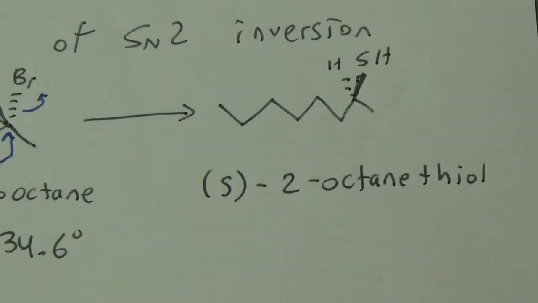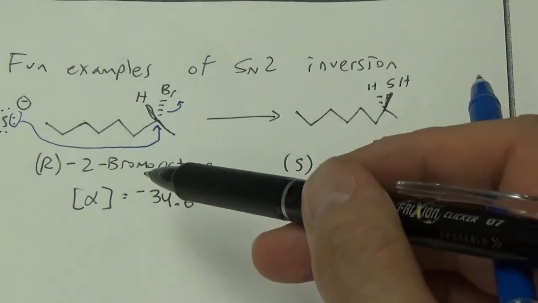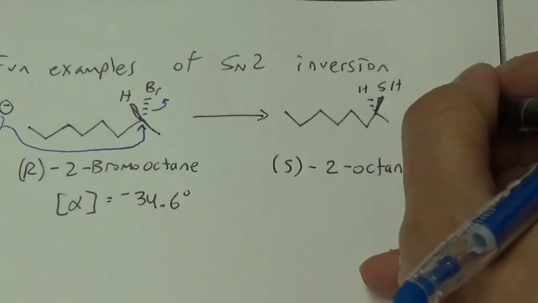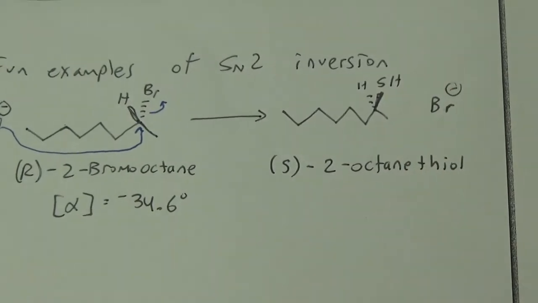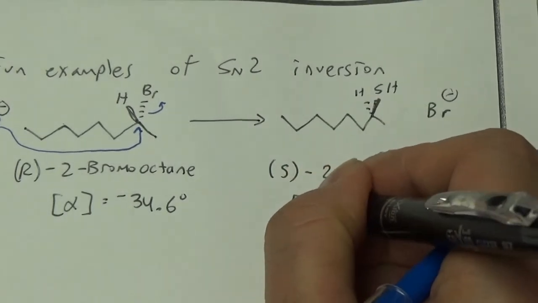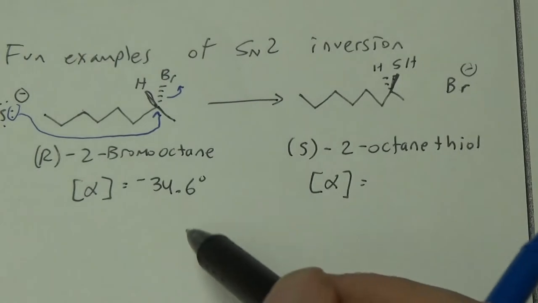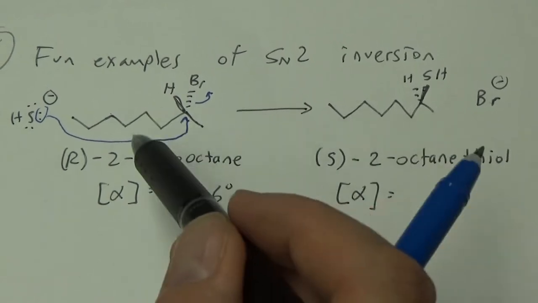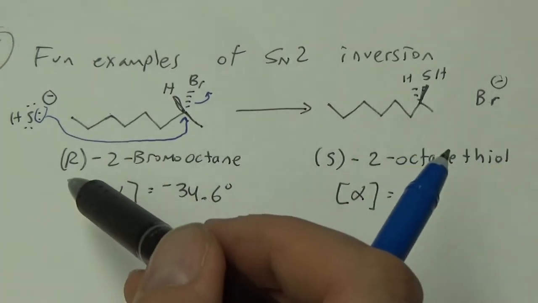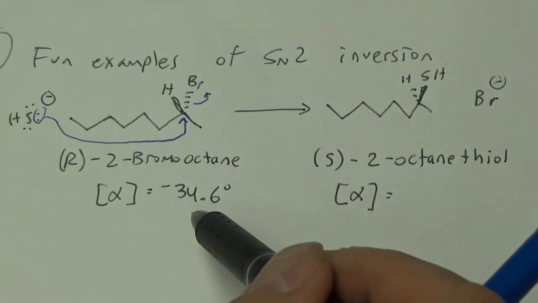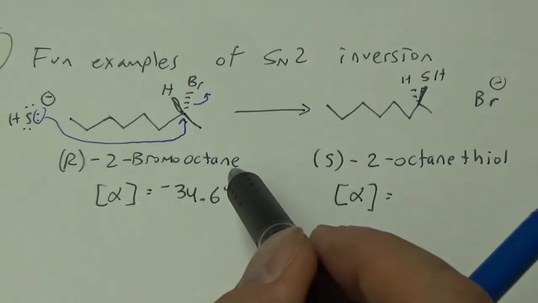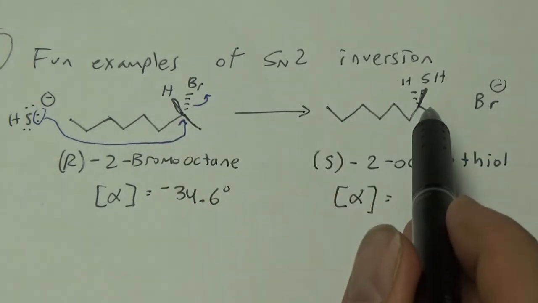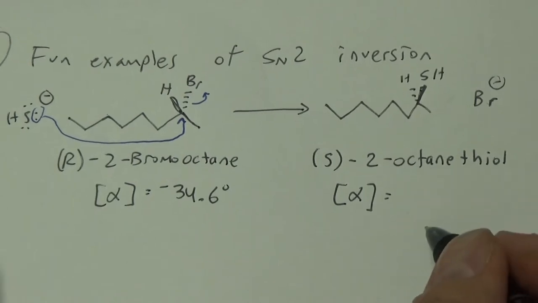Naming of thiols is a little weird. It's not that crazy, but it's different than when you say 2-bromo-octane. Now it's 2-octane thiol. All right, and the leaving group is Br minus. The leaving group's gone. Okay, and the alpha, is it the opposite? Is it just positive 34.6? Well, the answer's no, because we actually changed the structure. What we could say is that if you had S-2-bromo-octane, it would be the opposite, positive 34.6. But here, the Br and the SH are different, so the alpha is different. And this actually goes to 36.4.